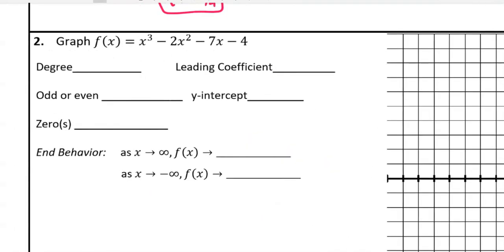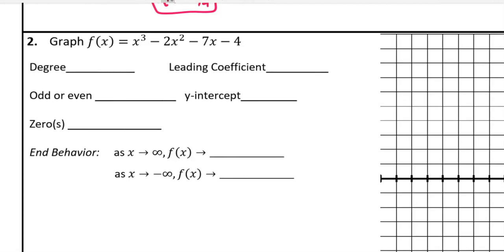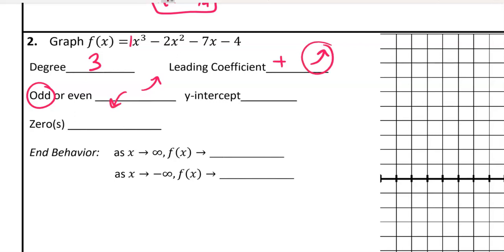What is our degree here? The highest exponent here is 3. With that number being odd, we know we have an odd graph. The leading coefficient is a positive 1. Positive number tells me that the right hand is going to be up. Since it is odd, I know that the two hands are going in different directions. So if the right hand is going up, that means the left hand is going down.